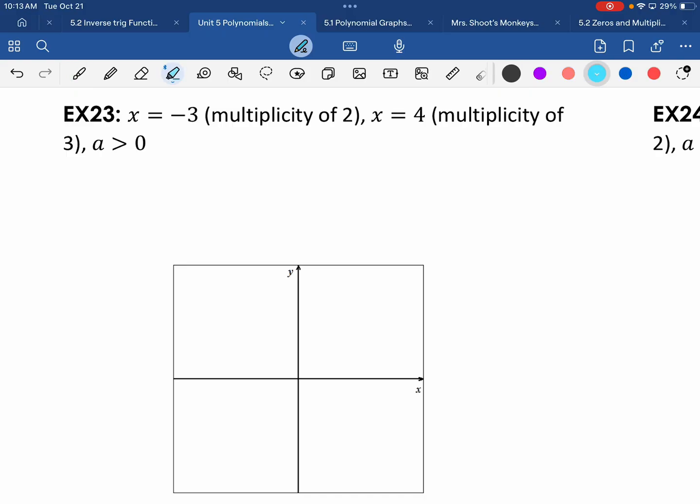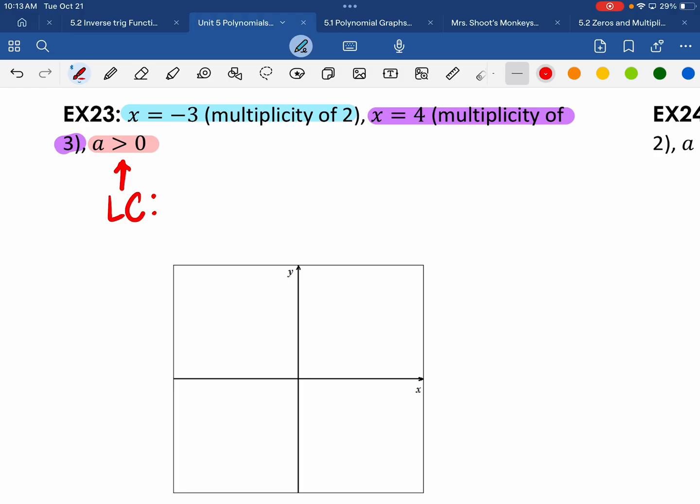I'm telling you that you have a 0 at -3 with a multiplicity of 2, and you have a 0 at 4 with a multiplicity of 3. And then I'm also telling you that a is greater than 0. The a is just your leading coefficient, so this is telling me my leading coefficient is positive because it's greater than 0. That's just talking about your leading coefficient.